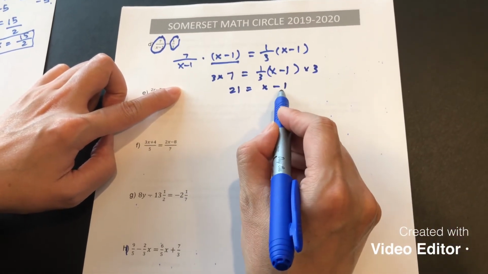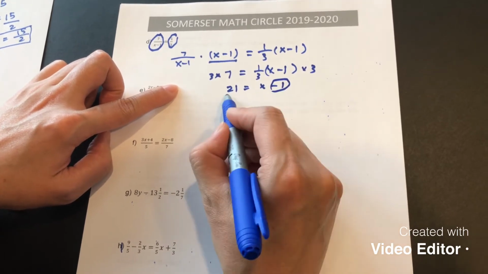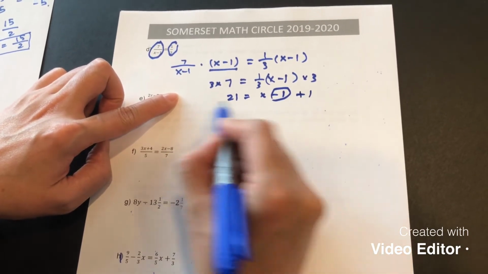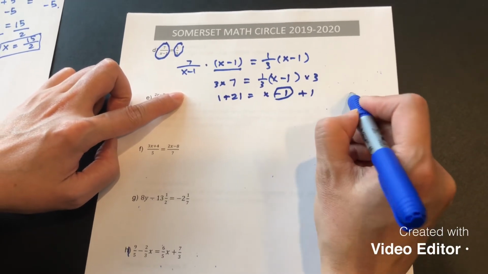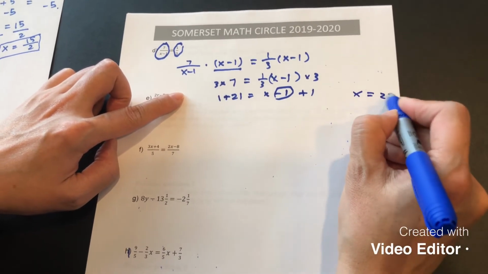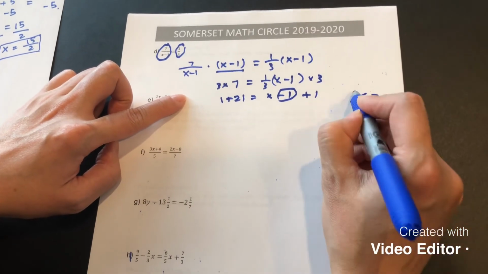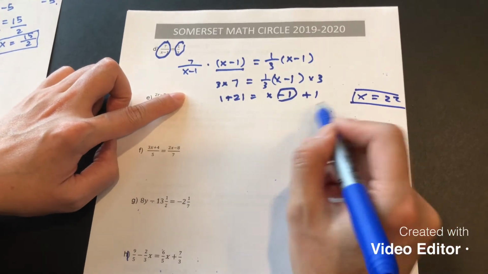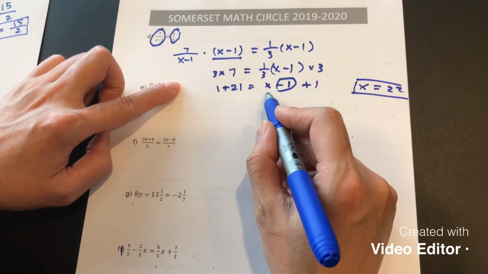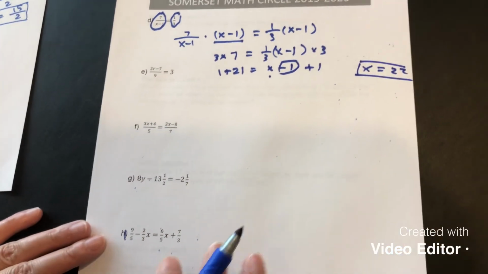x and number on the same side, move this number to the other side by adding 1 to each side. So now these two cancel. That would give you x equals to 22. So the goal again is to get to x equals to some number. Move all the numbers to one side and keep the variable on the other.